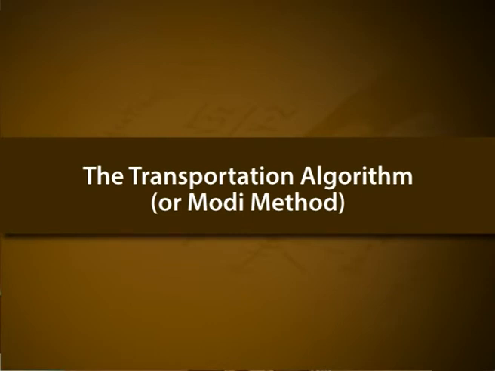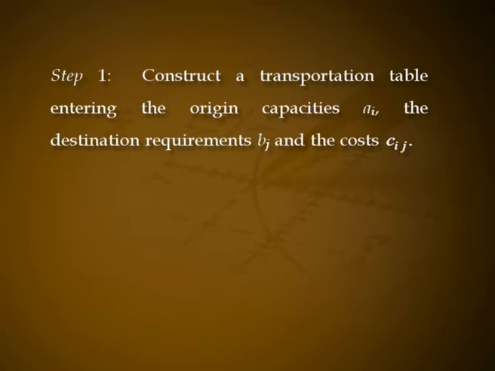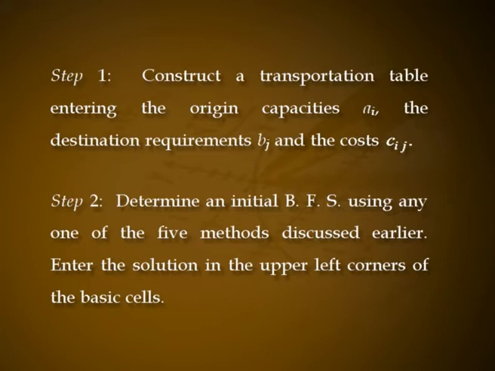The transportation algorithm or MODI method. For the solution of a minimization transportation problem, an iterative procedure is developed known as the MODI method. The various steps of the algorithm are: Step 1, construct a transportation table entering the origin capacities Ai, the destination requirements Bj and the costs Cij. Step 2, determine an initial basic feasible solution using any one of the 5 methods discussed earlier. Enter the solution in the upper left corners of the basic cells.